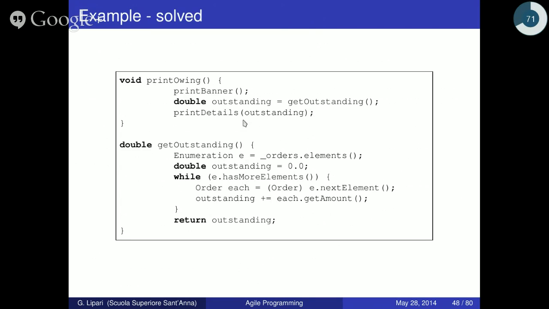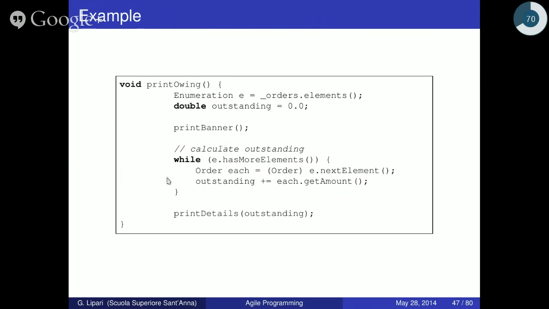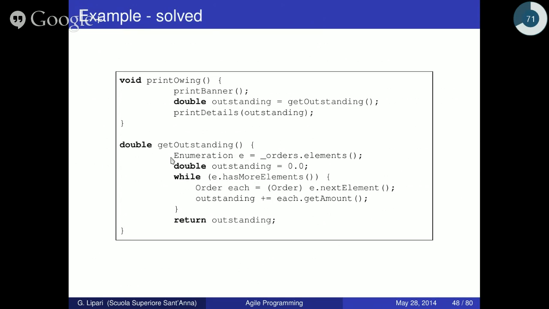And how do you transform this? Well, suppose that you want to extract this while cycle here. This while cycle has to be extracted from this print wing because you want it to become a separate function. So you create a new function that is called getOutstanding, okay?